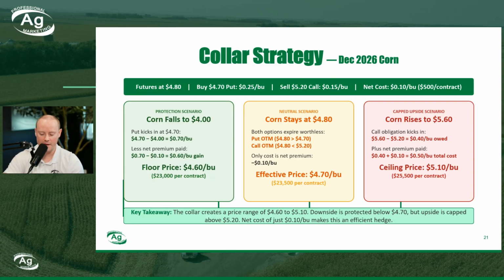Now, your capped upside scenario, which would be a max loss scenario, would be a call obligation kicks in. So let's talk about if we go to 560. You sold that call at 520. So you have a 40-cent loss on the call that you sold. The put you bought is going to be worthless because you don't want to be sold at 470. Price is higher than that. So your max ceiling price is going to be 510 a bushel because the price is at 560. You lost 50 cents a bushel because you lost 40 cents on the strategy and you paid 10 to do it. So 10 plus 40 is 50. So now your ceiling price is 510.